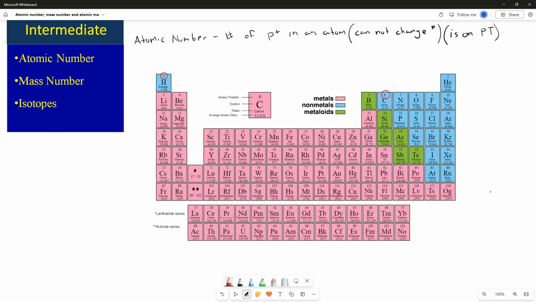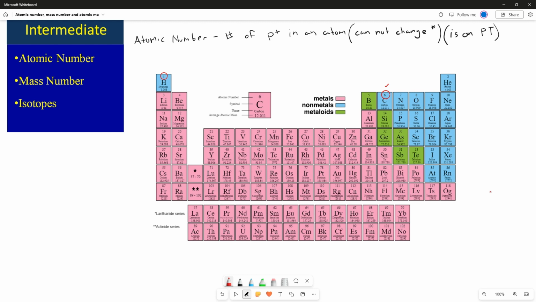Now, there are some rare cases, and these are like nuclear reactions like fusion and fission, where so much energy is associated with the atom that it actually will gain or lose a proton. But we're not going to be doing nuclear fusion or fission here. So for all practical purposes, the number of protons in an atom, or the atomic number for an atom, cannot change. And every carbon in the universe has 6 protons.